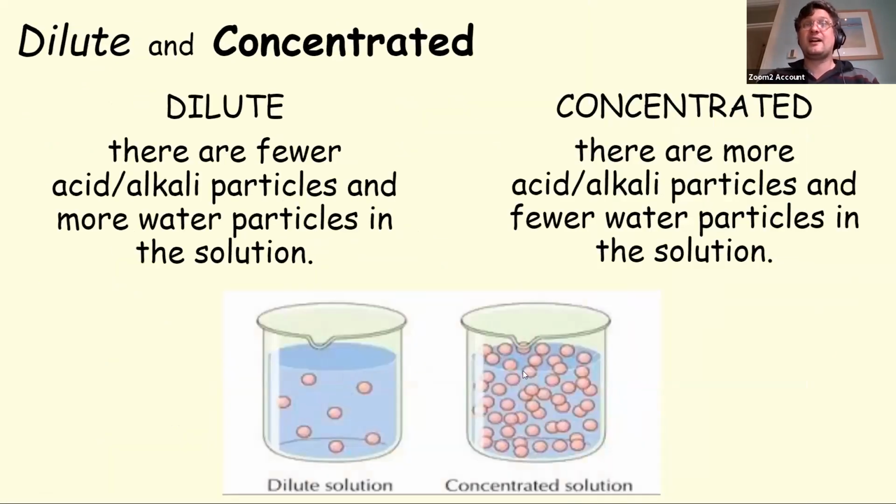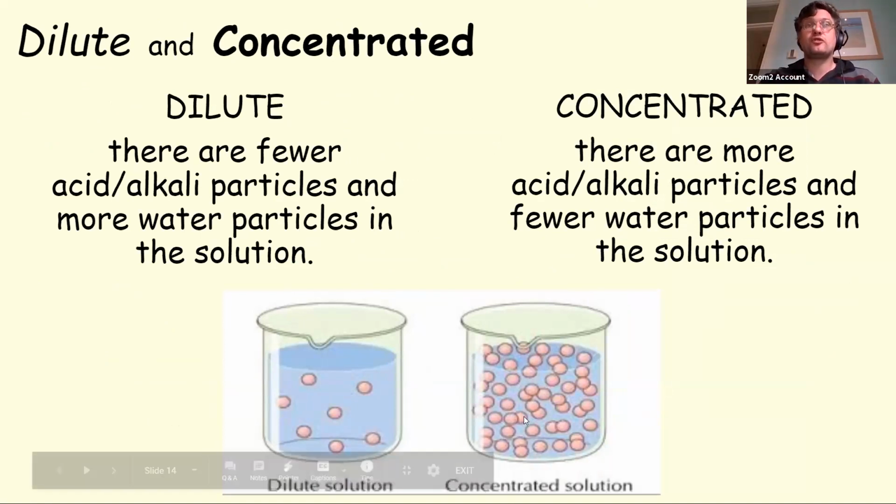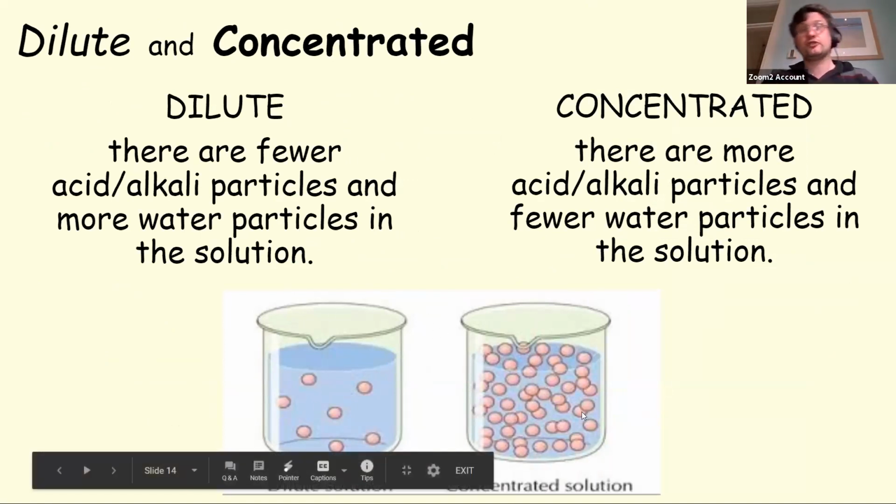Dilute is about how many particles are there. If there's not very many particles, then it's dilute. Doesn't matter. These might be fully disassociated. There's just not very many of them. Whereas these might be only partially disassociated, but there's lots of them. So the concentration is about the number of particles. Dilute means not very many particles. Concentrated means lots of particles. That is completely separate from whether they dissociate.